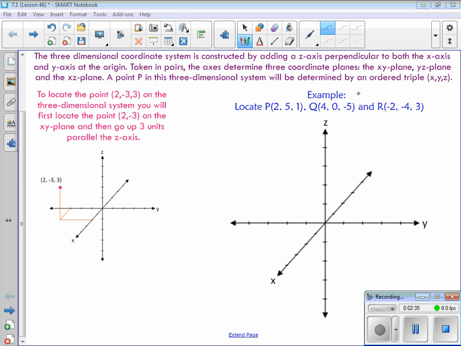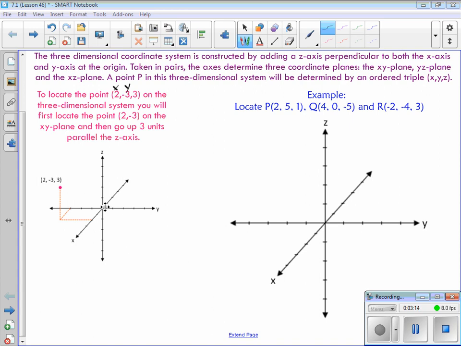Okay, so a point is determined by an ordered triple, so instead of just 2, 3, it might be 2, 3, 1, and you have to plot that. So we're going to go ahead and find this point, 2, -3, 3. And the first thing you can do is find where 2, -3 would be on the x and y, and then just move it up or down depending on your z value there. Okay, so if we're trying to do 2, -3, 3, you're going 2 on your x and -3 on your y, so let's just start with that.